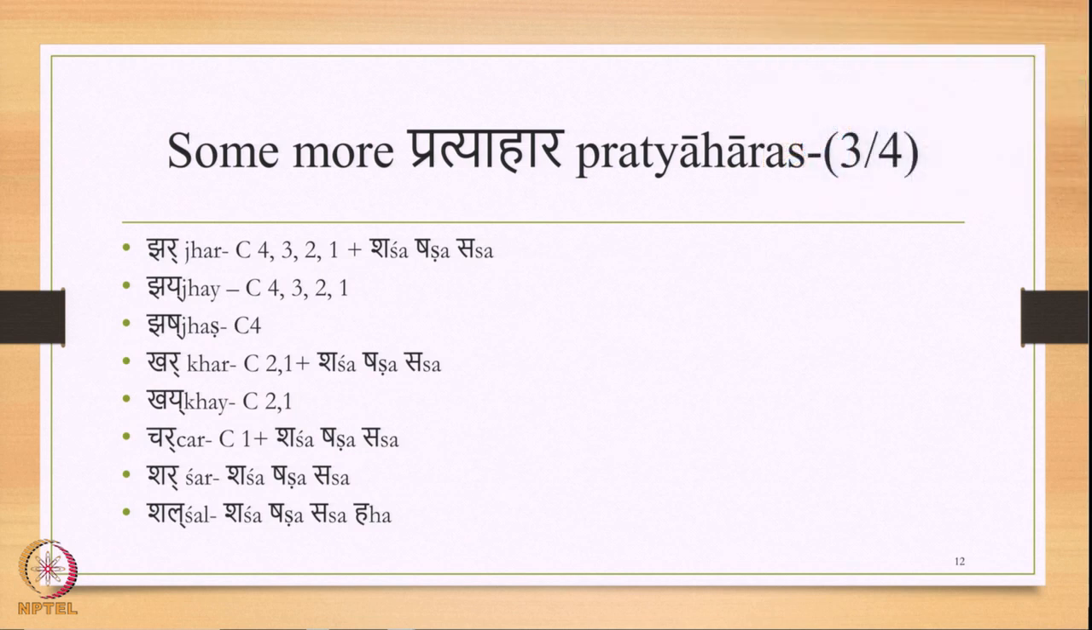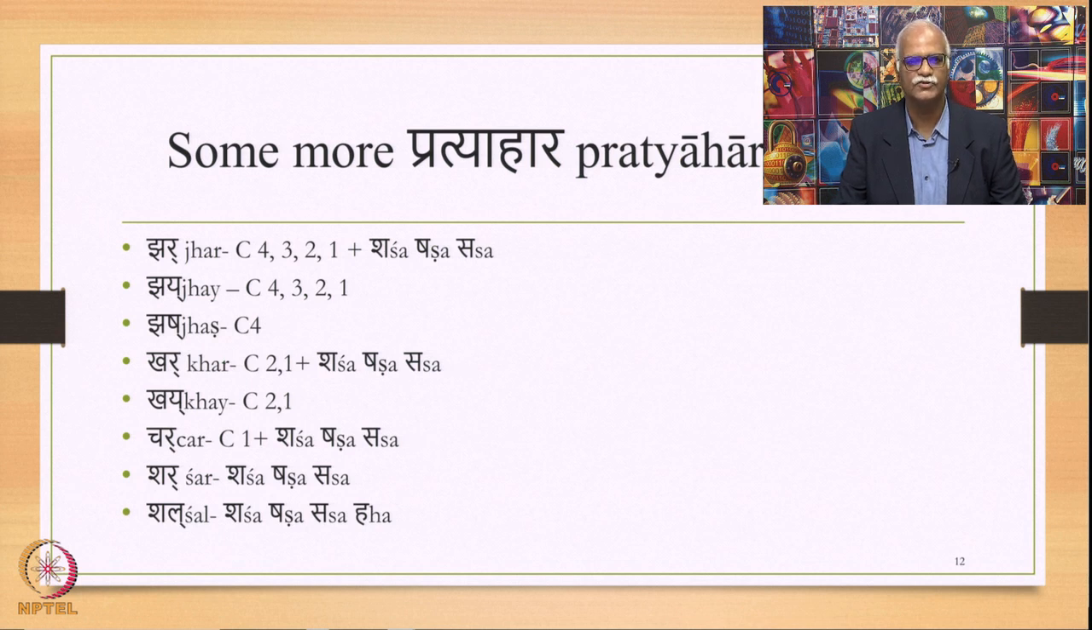Jhar stands for consonants in column 4, 3 to 1 plus sha, sha, sa. Jhai stands for all consonants in columns 4, 3 to 1. Jhash stands for consonants in column 4. Khar stands for consonants in column 2 to 1 plus sha, sha, sa. Khai stands for consonants in column 2 and 1. Char stands for consonants in column 1 plus sha, sha, sa. Shar stands for only sha, sha and sa. And shal stands for sha, sha, sa and ha.